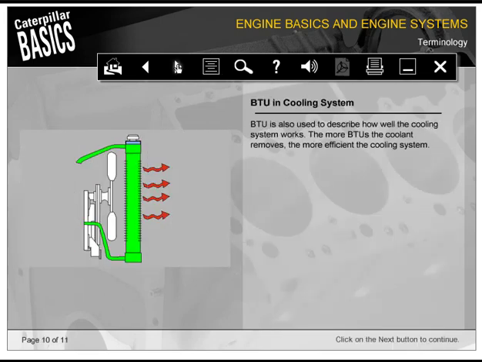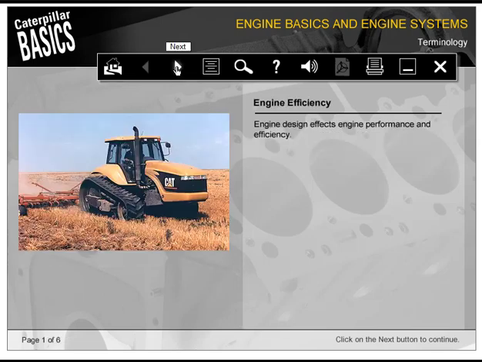BTU is also used to describe how well the cooling system works. The more BTUs the coolant removes, the more efficient the cooling system. Engine design affects engine performance and efficiency.